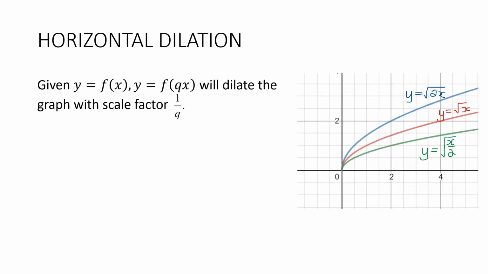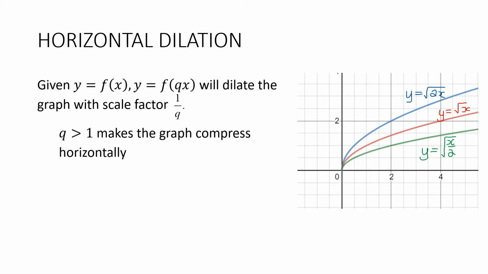Now, with horizontal dilation, we're going to put the constant in with the x rather than out the front. But we have an added complication here. If we've got f of qx, that's going to dilate the graph with scale factor 1/q. This takes a bit of time to get your head around, and I suggest you go and have a play with it on Desmos and just see what's happening.